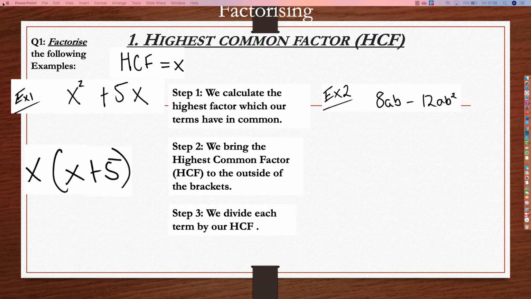So we factorize a and ab, what do we get? You can take out a common 4 as well, Steve. Common 4, so 4 comes out, 4ab, you're left in the bracket with 2 minus 3b, isn't it?